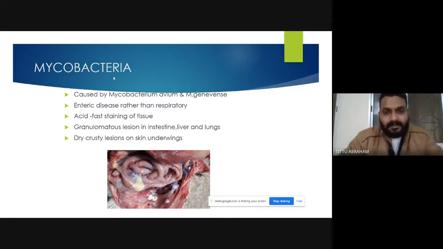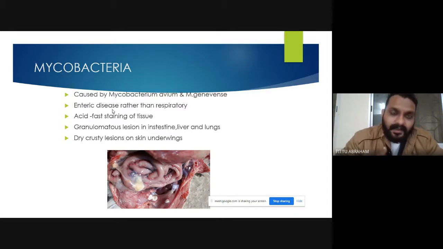Two species are there: Mycobacterium avium and Mycobacterium genavense. For humans it is a respiratory disease, but for birds it is an enteric disease causing diarrhea, anorexia, and so on. It is a slowly progressive disease. If it is affected now, it may take more than 6 or 7 months, or even 1 or 2 years to get infected completely.